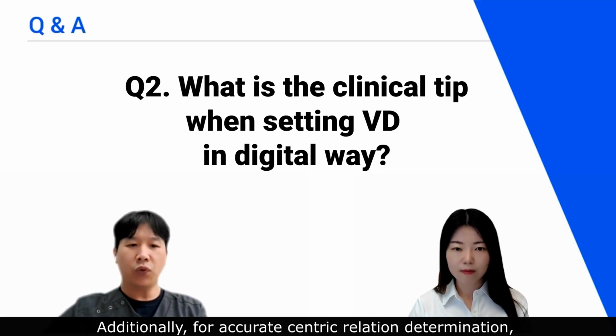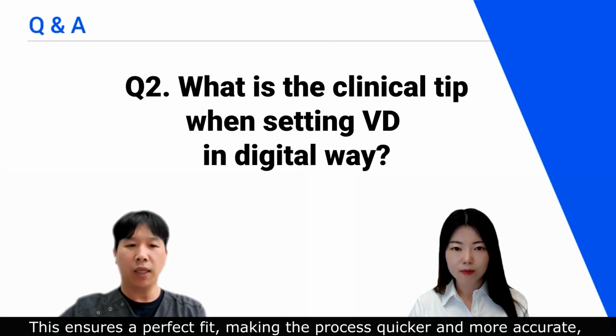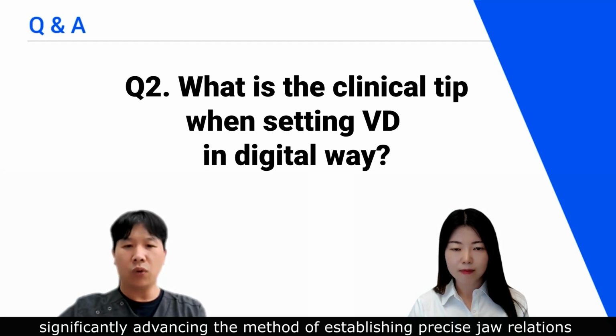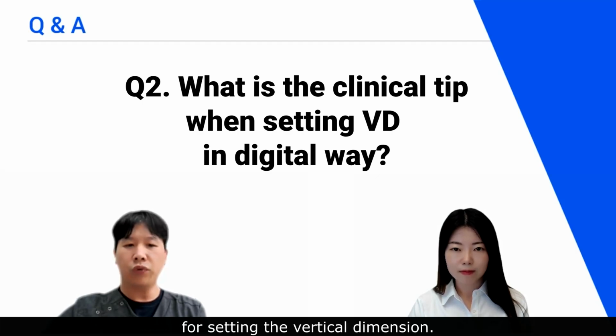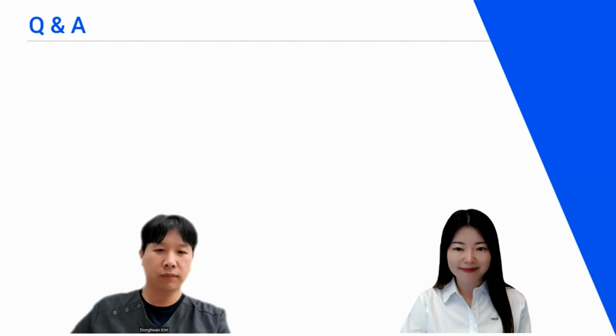Additionally, for accurate centric relation determination, custom trays can be designed digitally and produced using 3D printing. This ensures a perfect fit, making the process quicker and more accurate, and allows for individual trays to be created on demand, significantly advancing the method of establishing precise jaw relations for setting the vertical dimension. Wow, using cotton rolls seems like a really useful clinical tip.